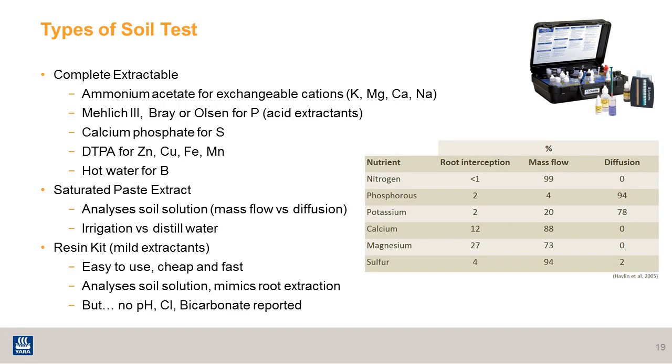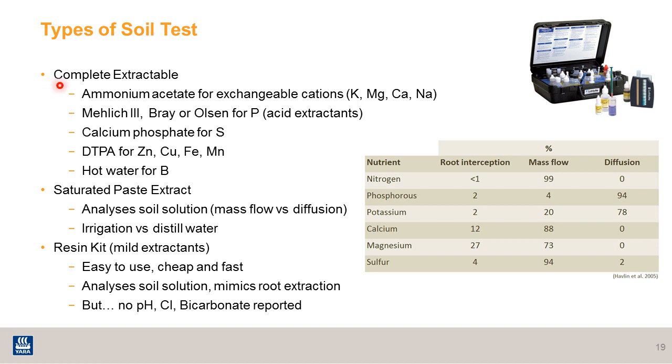There are quite a few types of soil tests you can get out there. Normally, if you contact a soil lab, they'll give you a list of tests you can do to the soil. And the three most common ones that I like to talk to you about are these. We have the complete extractable soil test, and we have the saturated paste extract soil test, and we have this newer kind of soil test. I call it the raisin kit soil test. I'm not exactly sure what the proper term is for that particular test, but I will be showing you the kit a little bit later in this presentation.